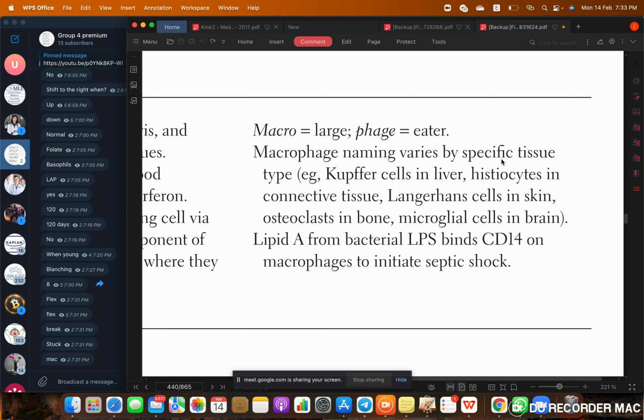Macrophage naming varies by specific tissue. For example, they are called Kupffer cells if it's in the liver. Histiocytes in the connective tissue, Langerhans cells in the skin. Do not make the mistake of thinking it's Langerhans cells in tuberculosis. Langerhans cells are the macrophages of the skin. They are called osteoclasts in the bone and microglial cells in the brain. In the lung, we call them dust cells, okay?